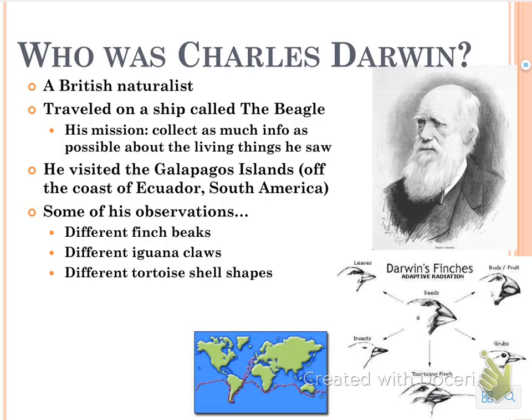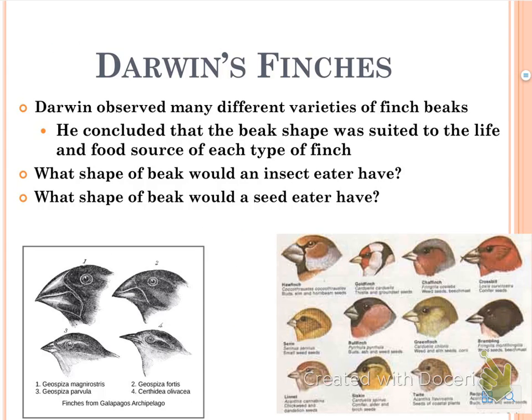So some things he observed are finch beaks, iguana claws, and different tortoise shell shapes. Tortoises are kind of like turtles, but they just live on land. So the shapes of their shells. His finches, though, are what he's most known for. So, Darwin's finches. He observed many different varieties of these finch beaks, and he concluded that the beak shape was suited to the life and food source of each type of finch.